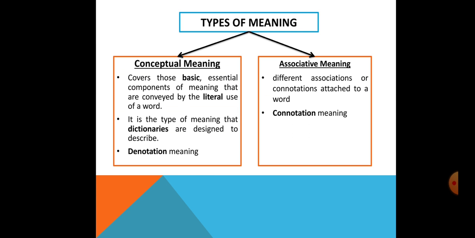Jadi kalau yang denotasi itu adalah makna literal, kalau yang konotasi adalah makna yang mengandung konotasi tertentu. There is ada tanda tertentu dalam connotation meaning. And in semantics, we are learning the denotation meaning, not the connotation meaning.